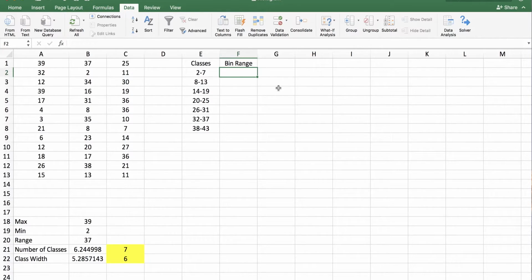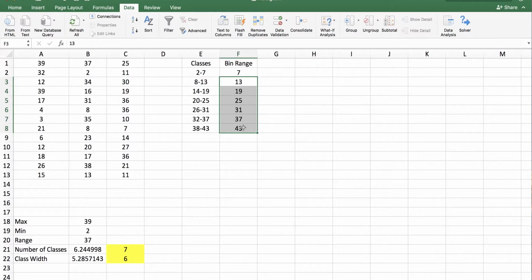And to construct the bin ranges, all you need is to type the upper limit of each class. So for example, the first upper limit is 7, next one is 13, then 19, 25, 31, 37, and 43. And as you can tell, they are all increasing by 6, right? So 7 plus 6 is 13, 13 plus 6 is 19.